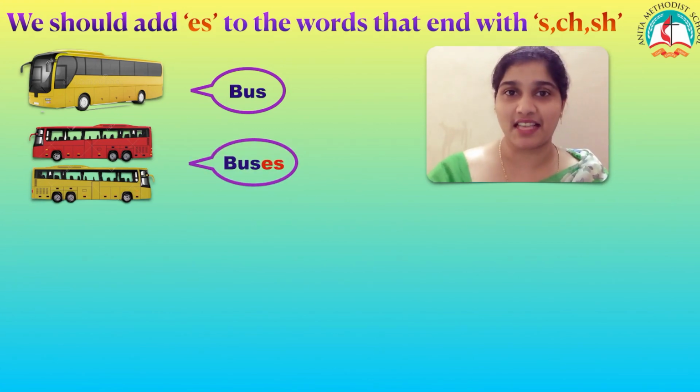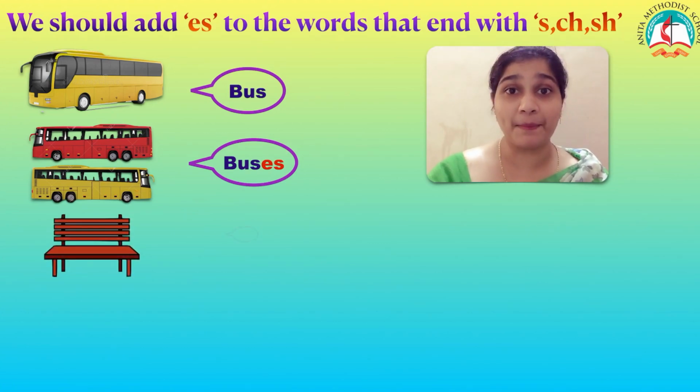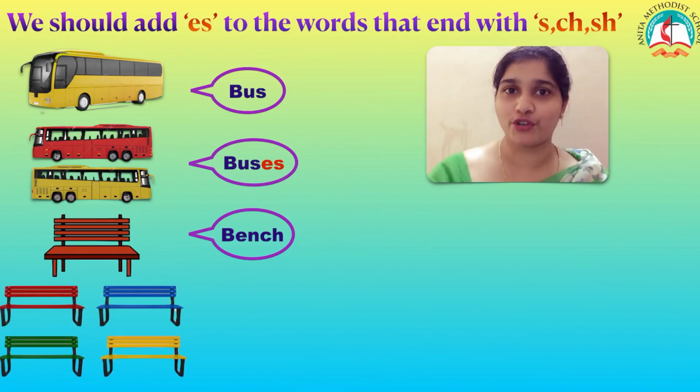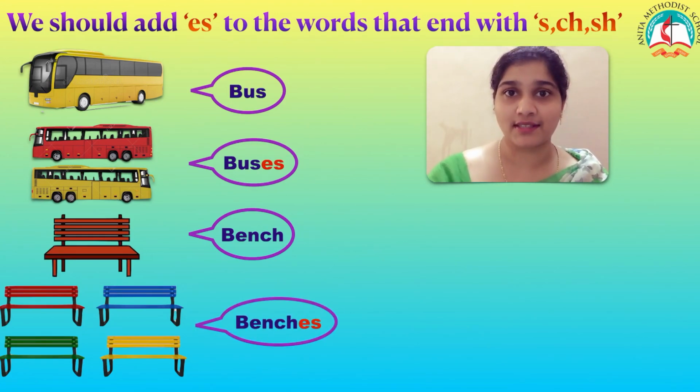Here is another example. What do you see in this picture? It is a bench. Okay, when you see the rule, you need to add es to the words that end with ch. In this picture, how many benches do you see? 4 benches, which is plural. Now I'm going to add es to the word. So the plural form for bench is benches. And I add es because the word ends with ch.